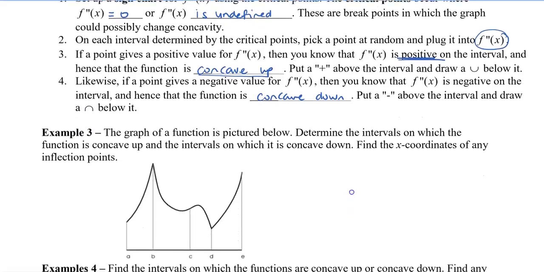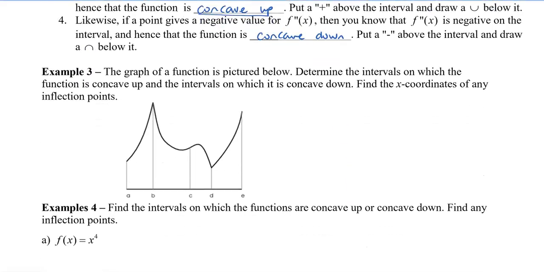So let's take a look at the graph that's pictured here. Determine the intervals on which the function is concave up, and the intervals on which it is concave down. Find the x-coordinates of any inflection points. So from A to B, we can see that the graph is concave up, and then also from B to C, and then also from D to E here.